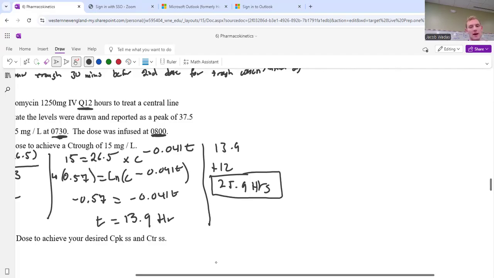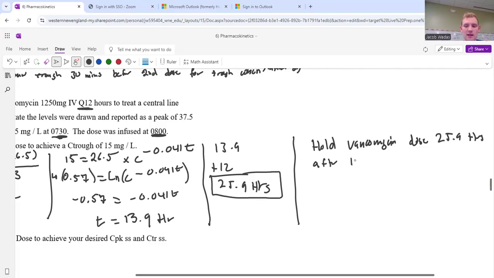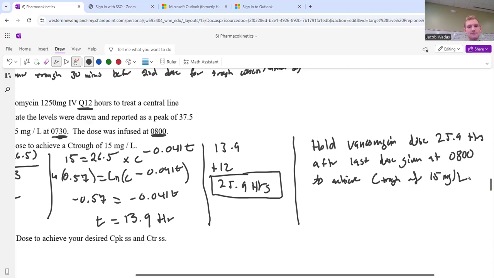Okay, so the way that we're going to write a recommendation is that you need to hold vancomycin dose 25.9 hours after last dose given at 0800 to achieve C trough of 15 milligrams per liter.